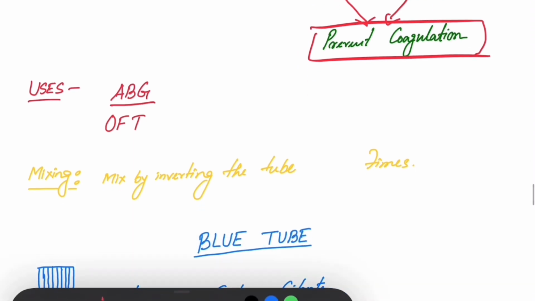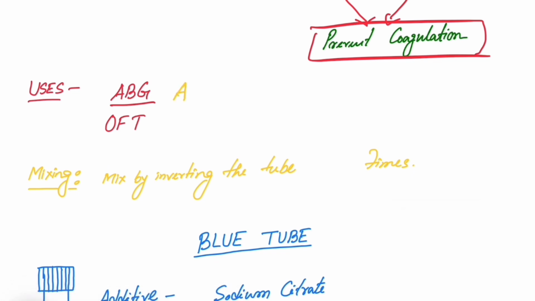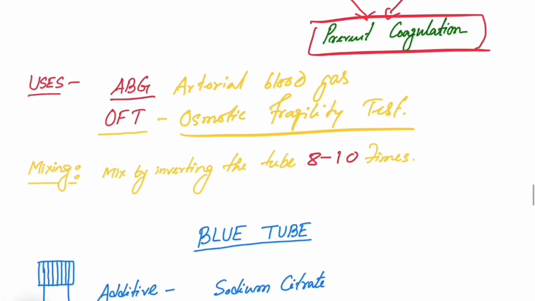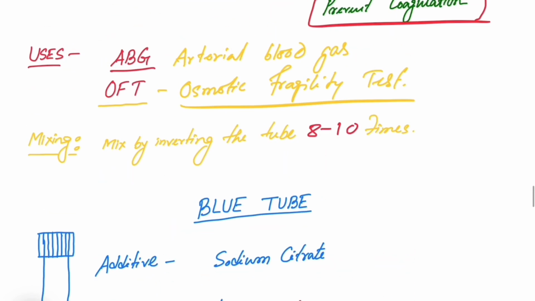Green Vacutainers are basically used for blood chemistry tests like ABG. What is the full form of ABG? ABG is arterial blood gas. And it is used for OFT. What is OFT? Osmotic fragility test. How to mix the tube after collecting the blood? Mix by inverting the tube 8 to 10 times. It is quite common. Almost most of the tubes are mixed by inverting 8 to 10 times.